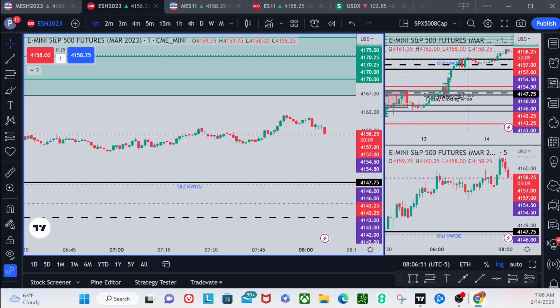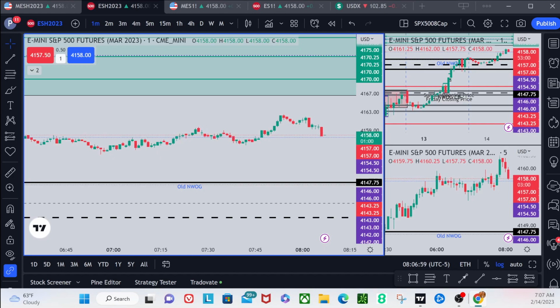We have a small little liquidity pool that would be above this high, but if they're going to run that, they're going to run this. Okay, so we'll see what we got. Dropping down into the 5-minute chart.